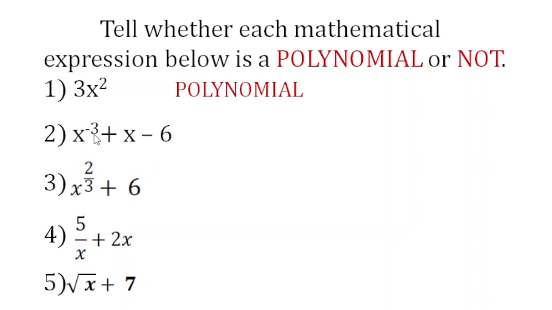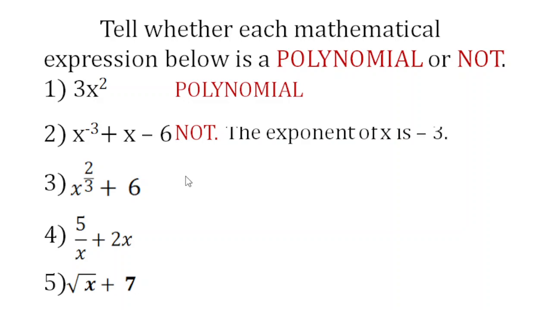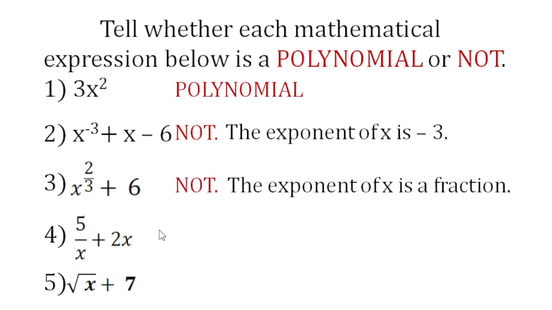How about item number 2? x to the power of negative 3 plus x minus 6. It's not a polynomial. Why? The exponent of x is negative 3. How about item number 3? x to the power of 2/3 plus 6. Not. Why? The exponent of x is a fraction.